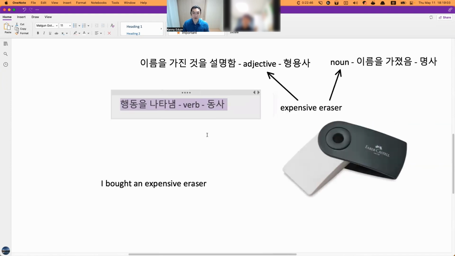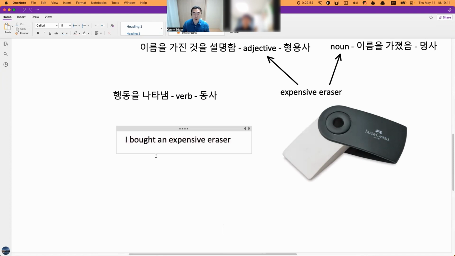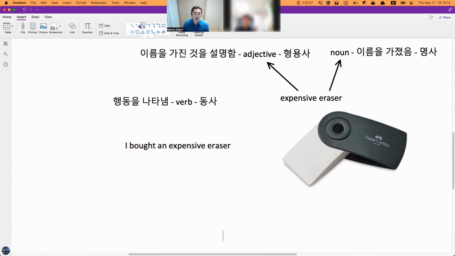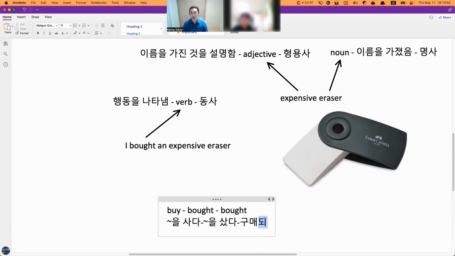So, this is practically the same. I'll just put it here and then you'll see I bought an expensive eraser, and of course the arrow goes here. Okay, that's verb. And you need to know verb changes three times, like how? Buy, bought, and bought. Do you know the meaning? Buy is 사다. But this is a transitive verb, so it has an object right away, which means it's 무엇을 사다. And bought is 무엇을 샀다. And the last bought is 구매된. That's how it works.